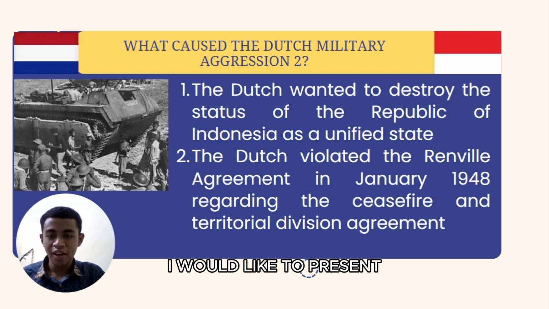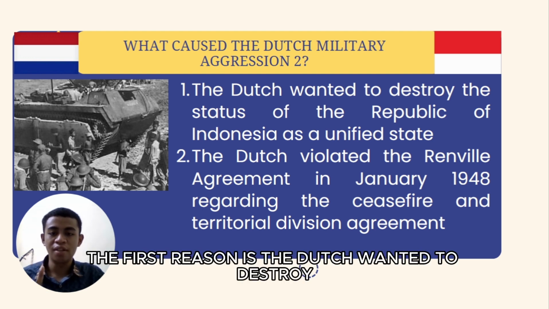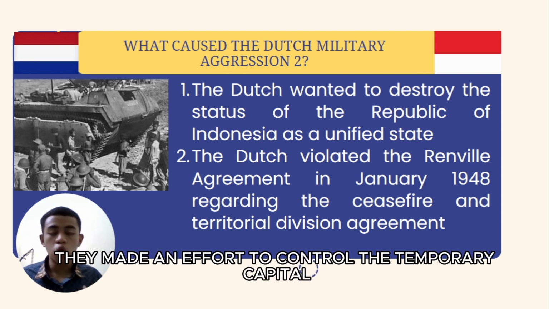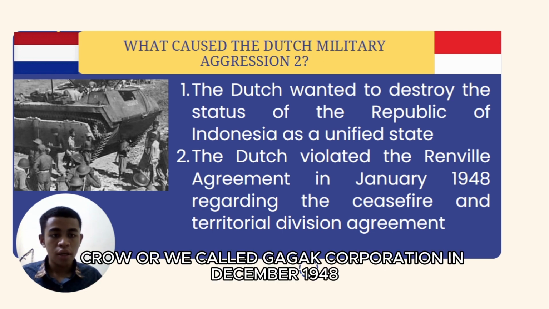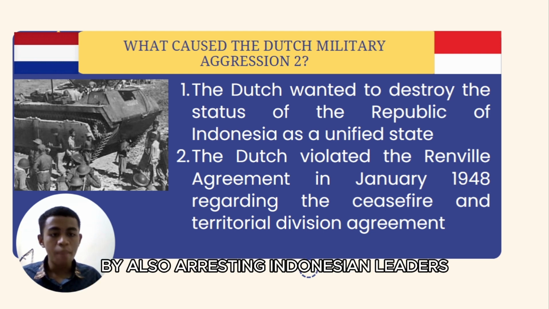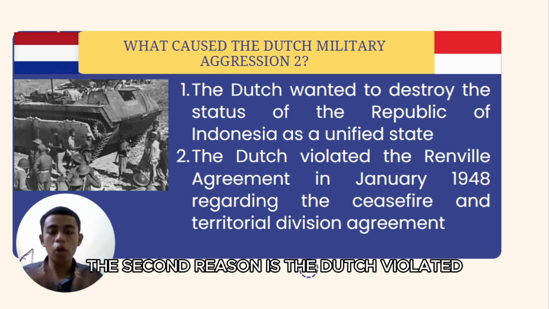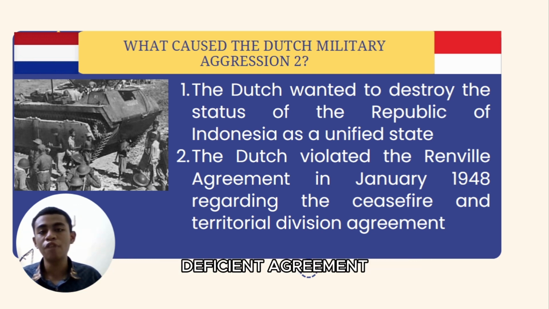Okay, on this occasion, I would like to present what caused the second Dutch military aggression. The first reason is the Dutch wanted to destroy the status of the Republic of Indonesia as a unified state. They made an effort to control the temporary capital of Indonesia in Yogyakarta by carrying out Operation Kraai, or what we call Gagak Operation, in December 1948, with the aim of delegitimizing the Republic of Indonesia de facto by also arresting Indonesian leaders including Sukarno. The second reason is the Dutch violated the Renville Agreement in January 1948 regarding the ceasefire and territorial division agreement.